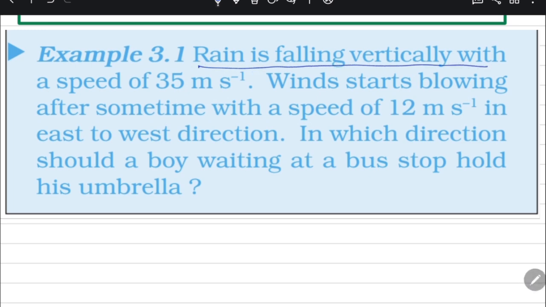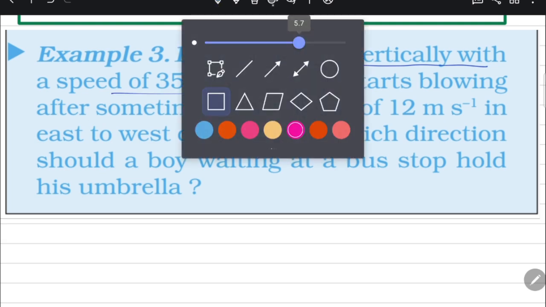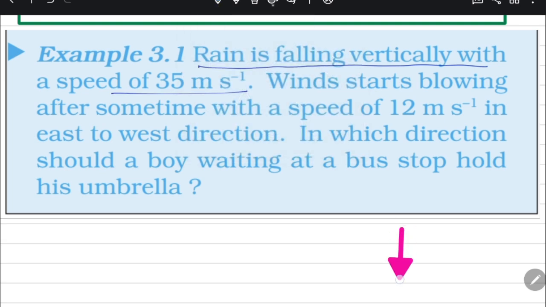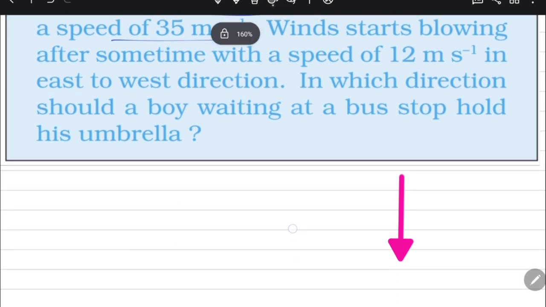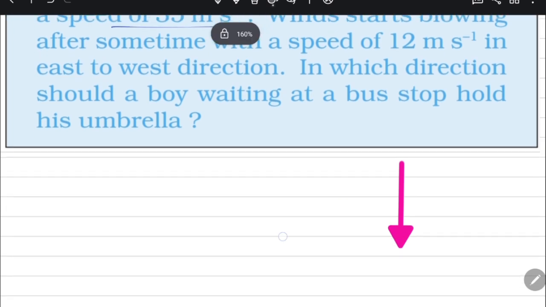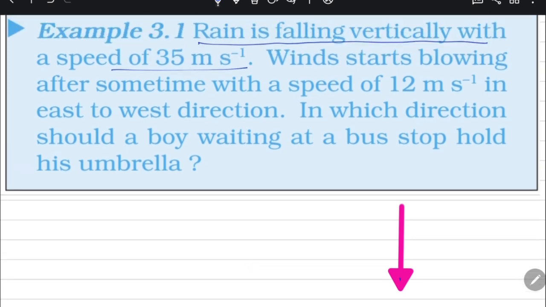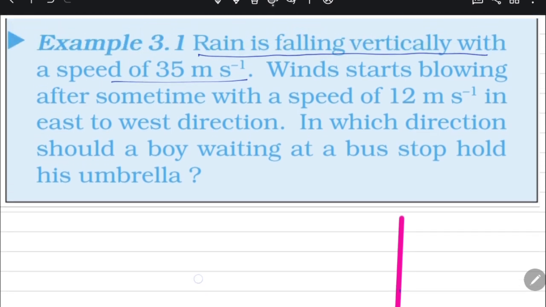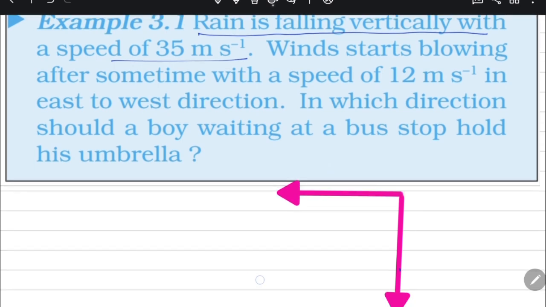Rain is falling vertically with the speed of 35 meter per second. And wind starts blowing after some time with the speed of 12 meter per second from east to west. East to west direction means this is our east, this is our west. So wind is blowing from east to west direction.